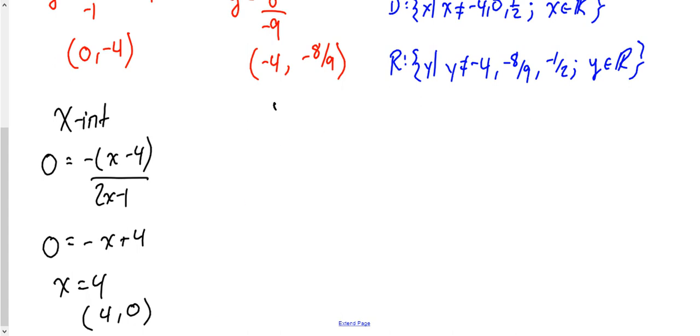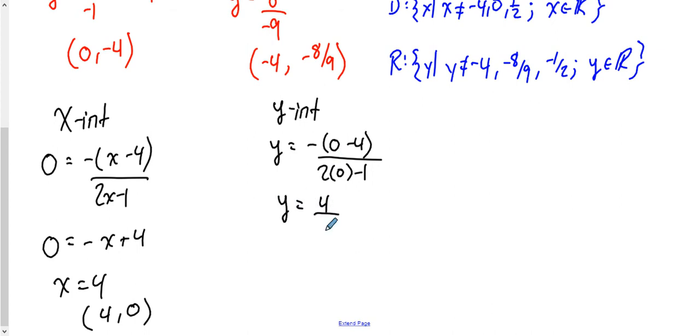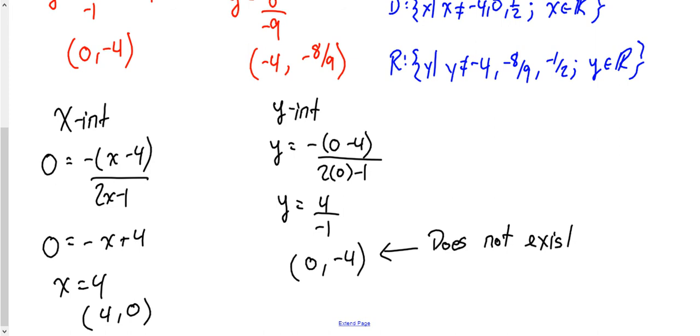The next one is my y-intercept. Y-intercept here, and that's when all x's are equal to 0. So negative 0 minus 4 over 2 times 0 minus 1. And of course, let's clean this up here. That's positive 4 in my numerator over -1 denominator. So I have a y-intercept at 0, comma -4. But notice that this here, my y-intercept is the same as my POD up here. So this does not exist actually. So it does not. And that's due to the POD.